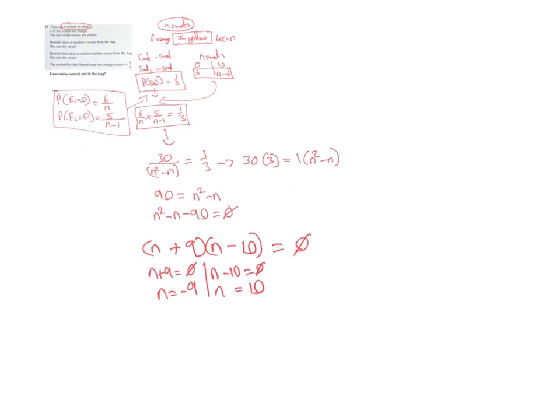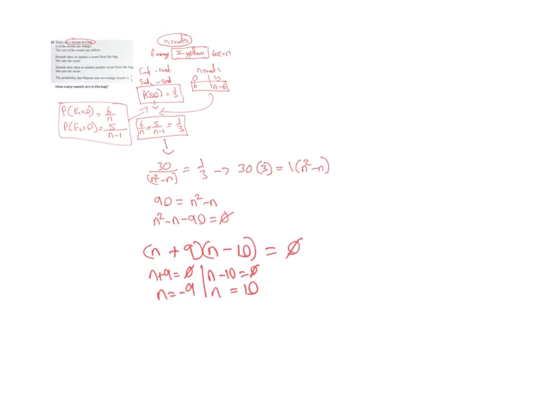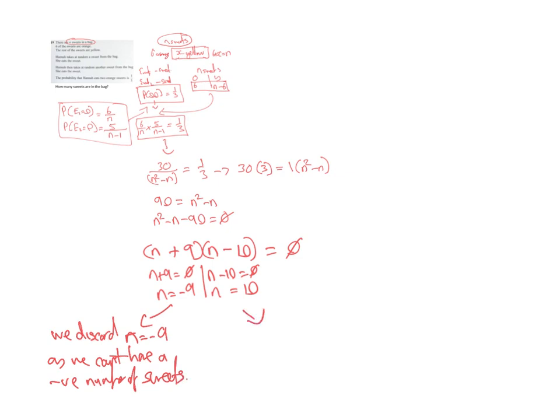Okay, now next bit, you have to make sure you've got two solutions to the equation, but we're now taking this equation's solutions back up into the context, the real world. So we have to account for both of our solutions. So okay, so we can say we discard n equals negative 9 as we can't have a negative number of sweets. Okay, so you must make sure you do that. So therefore, there are 10 sweets in the bag, because that's the question they asked us.